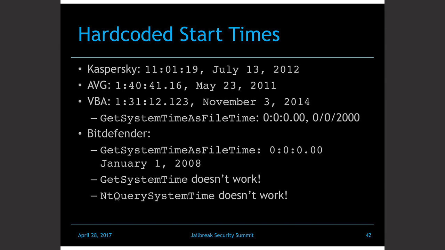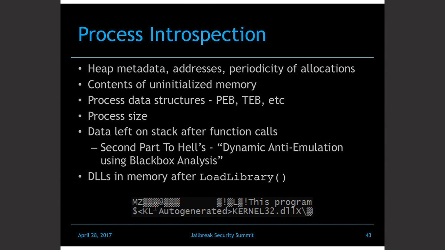But they all have these hard-coded times, and you also have inconsistency between various ways of getting time. So a call to get system times file time in VBA will return just all null bytes, but a call to get system time will return November 3rd, 2014. Or Bitdefender just crashes when you call NtQuerySystemTime. They just can't emulate it. So those are kind of funny. Process introspection, again, I showed you some of that.